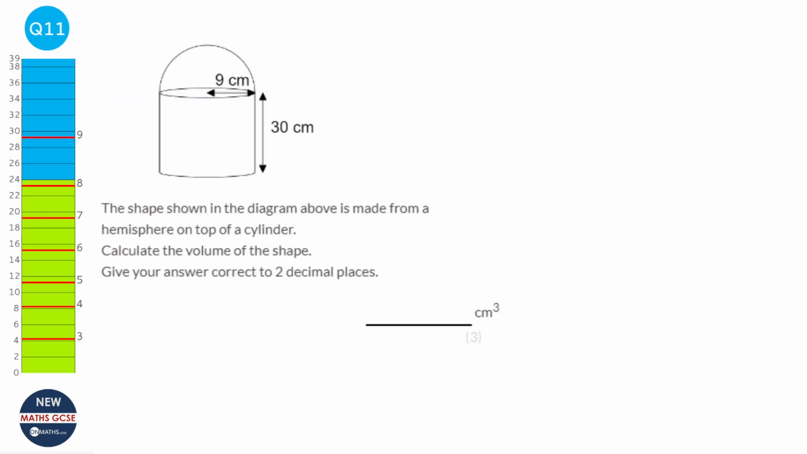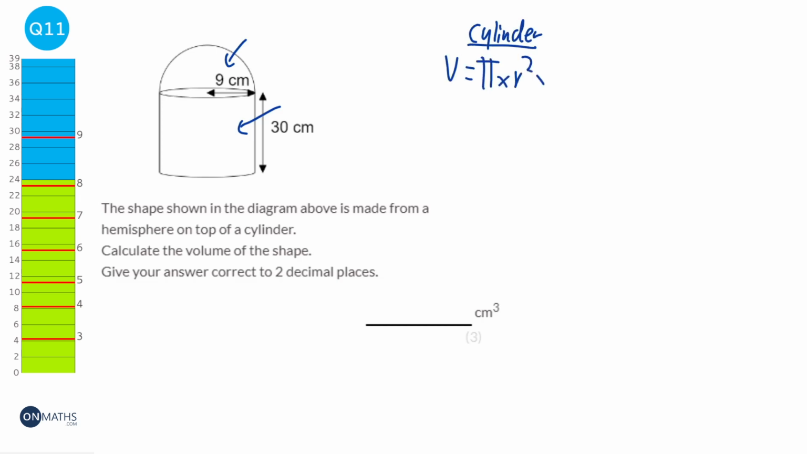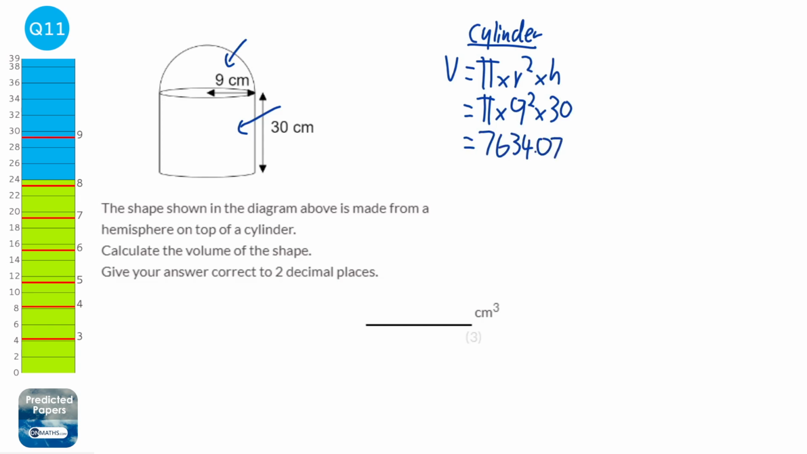There are two shapes we need to find the volume of. There's this cylinder here and this hemisphere here. So we might as well start with this cylinder. And the formula for the volume is pi times r squared times height. So the radius is 9, so 9 squared times the height, which is 30. And when we work that out, we get 7,634.070, blah, blah, blah.